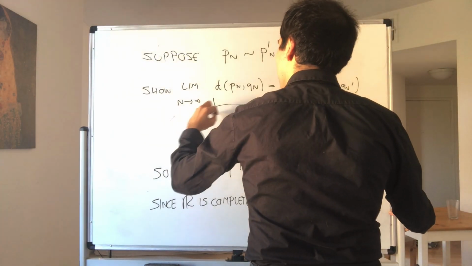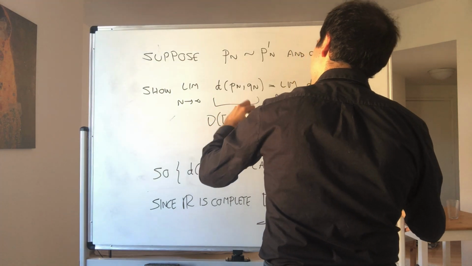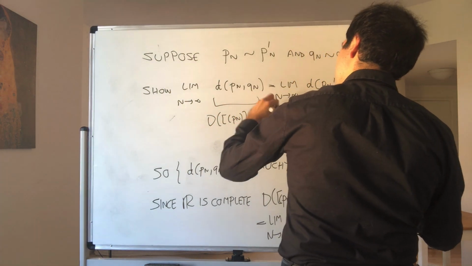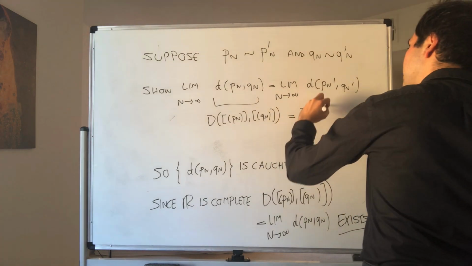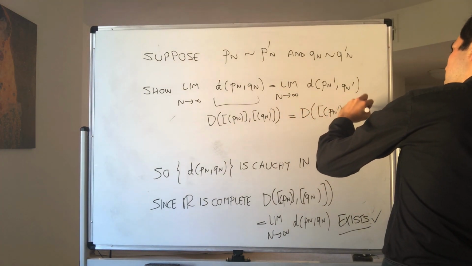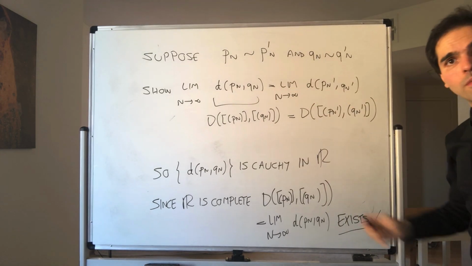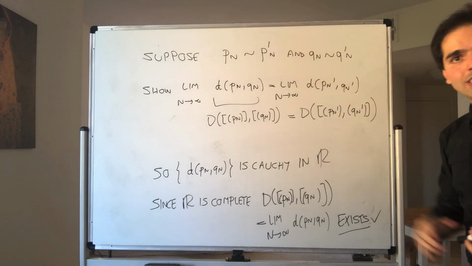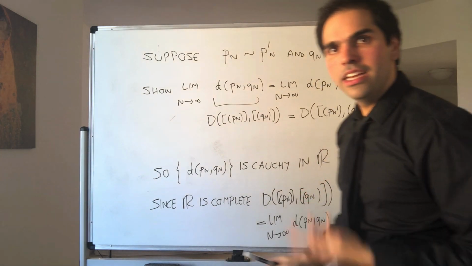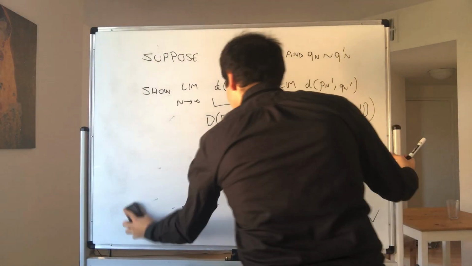Because you see this becomes capital D of Pn Qn, and this becomes capital D of Pn prime Qn prime. But again, the proof is almost the same as the one I just erased. Namely, you just use that interlacing lemma again.